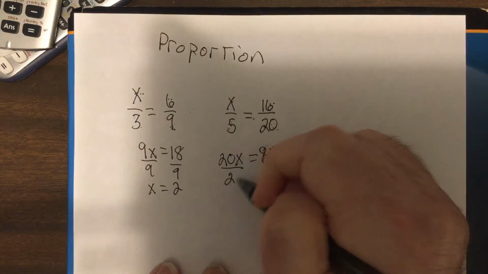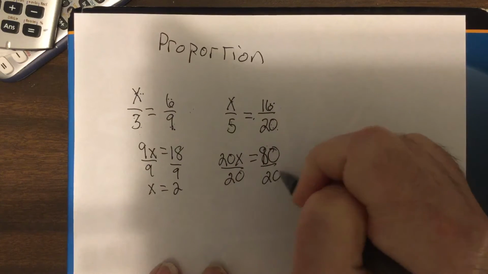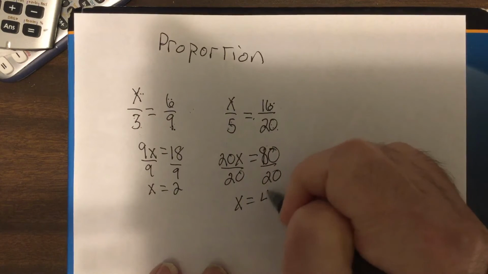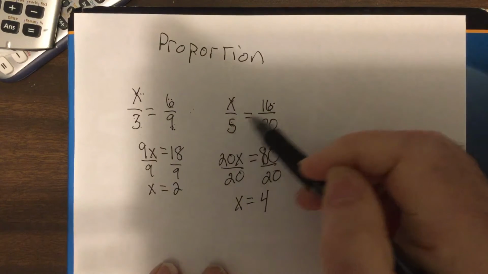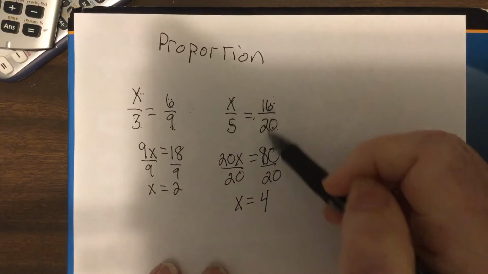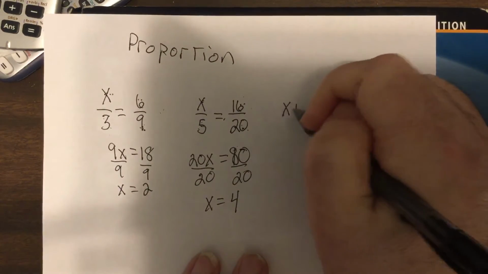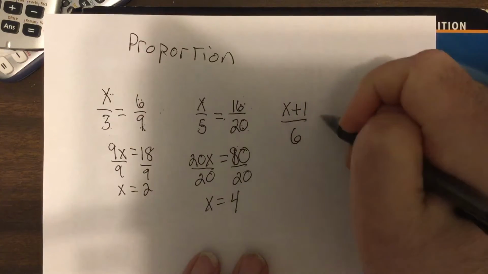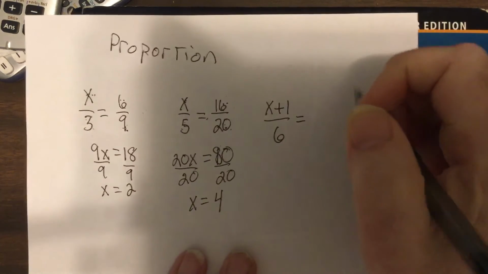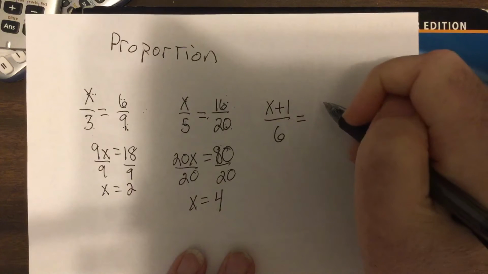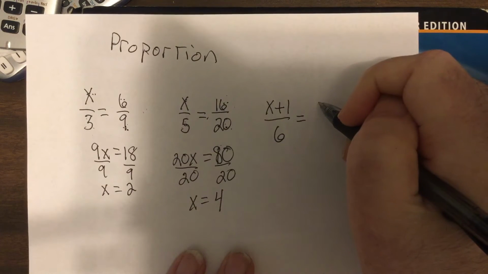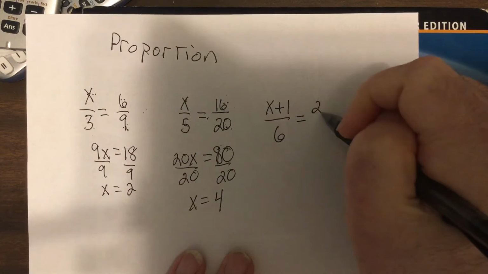Then to solve, you're going to divide both sides by 20. So x equals 4. So 4/5 is the same as 16/20 when you reduce 16/20. Now you could have x plus 1 over 6 equals, let's say, 2/3.